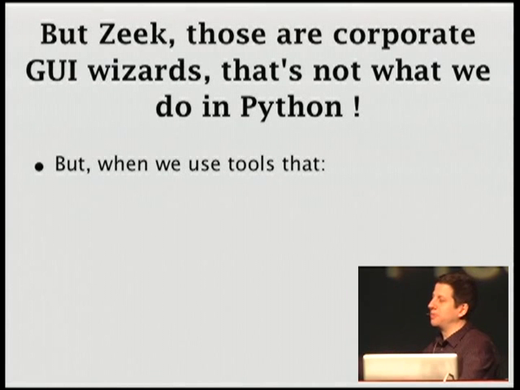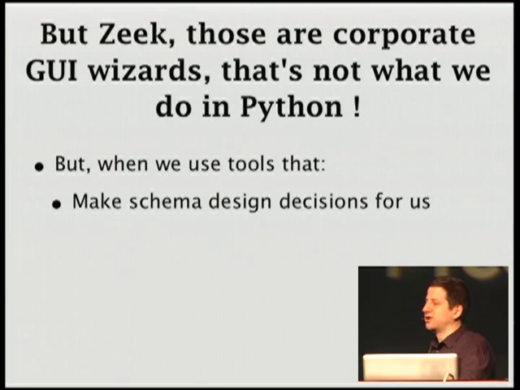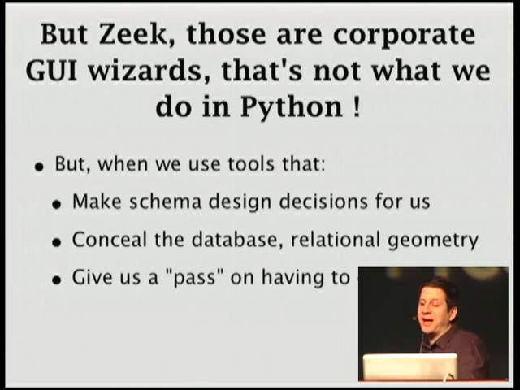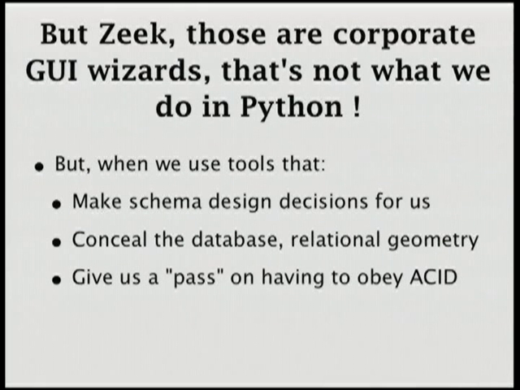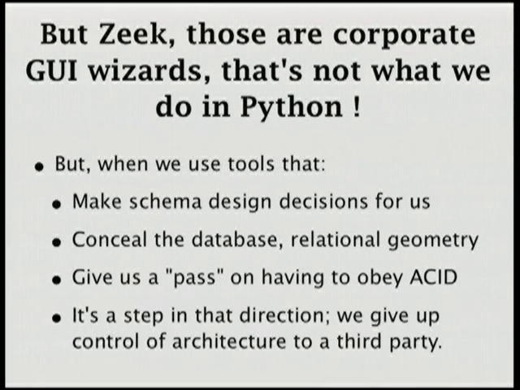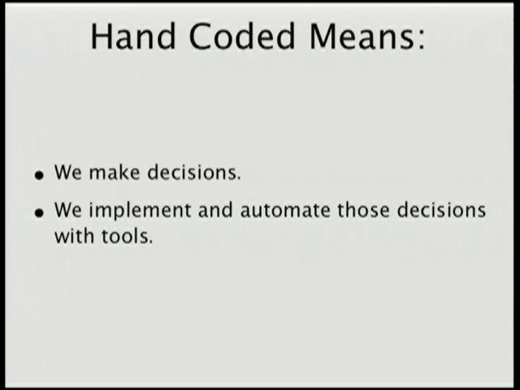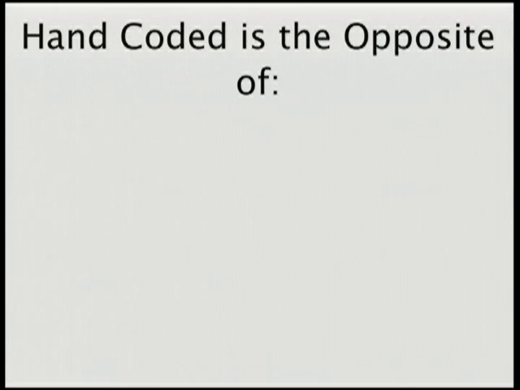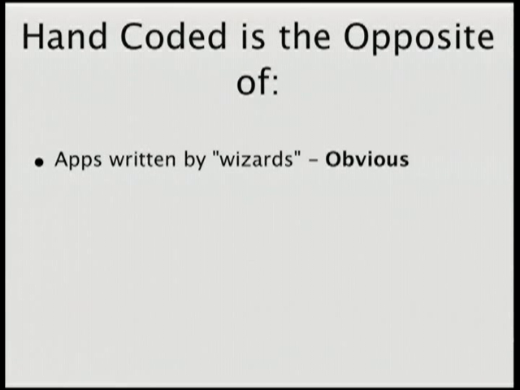But that's an extreme. When we use tools that make schema design decisions for us, they conceal the database in relational geometry and give us a pass on having to obey ACID, some of the letters within the acronym there. I consider it to be kind of a step in that direction. We give up some control of architecture of our application to a third party. So the hand-coded approach means that we're going to make the decisions about everything. We're going to implement and automate those decisions with tools, and we're going to retain control over the architecture of things. Hand-coded is the opposite of apps written by wizards.